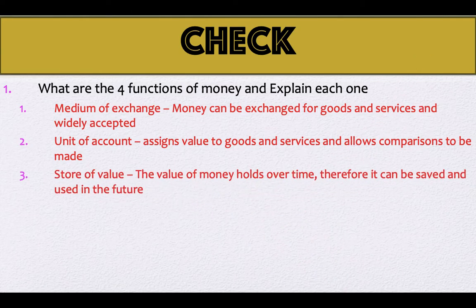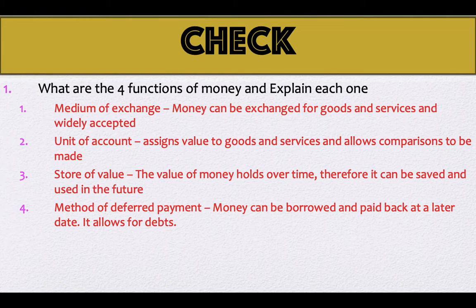3, store of value. The value of money holds over time. Therefore, it can be saved and used in the future. 4, a method of deferred payment. Money can be borrowed and paid back at a later date. It basically allows for debts and allows for the transfer of debt and funds in the future. So a method of deferred payment. So you need those particular terms. Your descriptions might vary slightly, but they need to convey that same meaning.